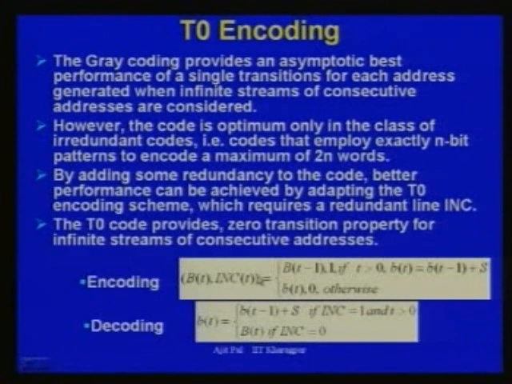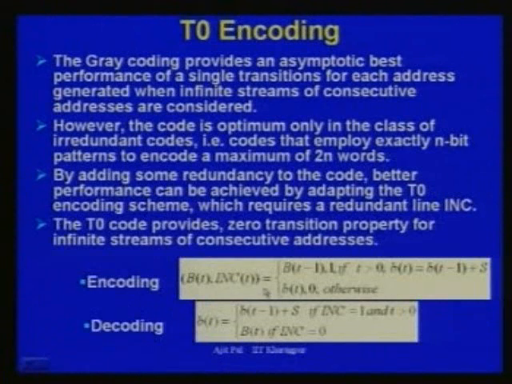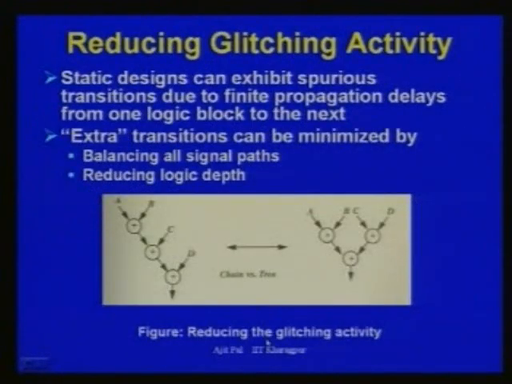So, you can see the number of transitions can be made almost 0, asymptotically 0. If you keep on fetching instructions from consecutive locations, the number of transitions becomes very close to 0. In case of gray coding, it becomes asymptotically 1, but here it becomes close to 0. Okay. These are the techniques used for bus encoding.